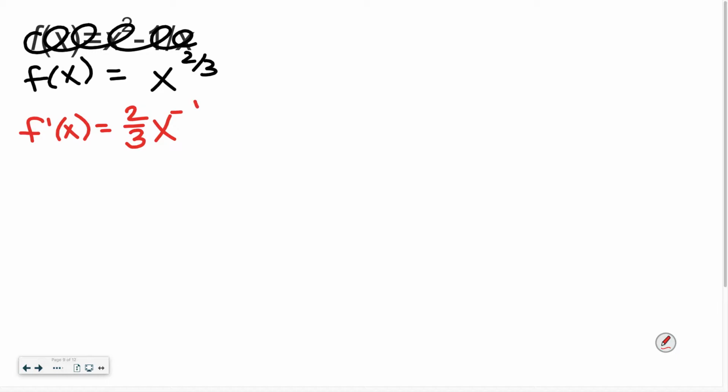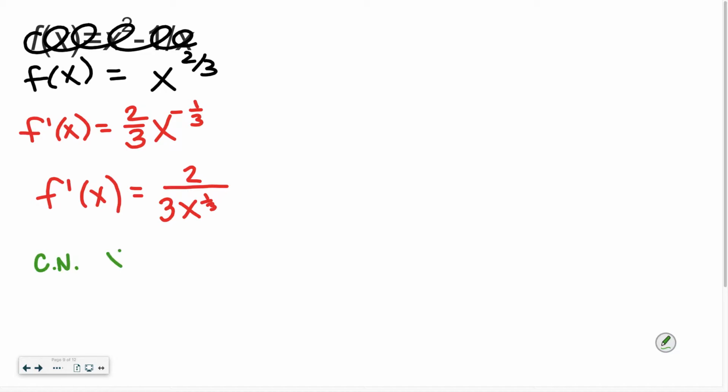2/3 x to the negative 1/3. Right? Okay. Now, we like to rearrange that as 2/3 x to the 1/3. Right? Okay, what would our critical numbers be? Where is our derivative equal to 0? Nowhere. Where is our derivative undefined? At 0. Okay. And this is where it really becomes important.